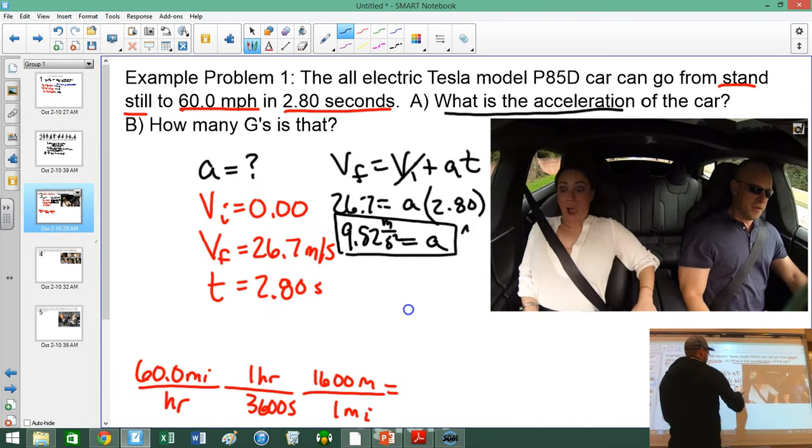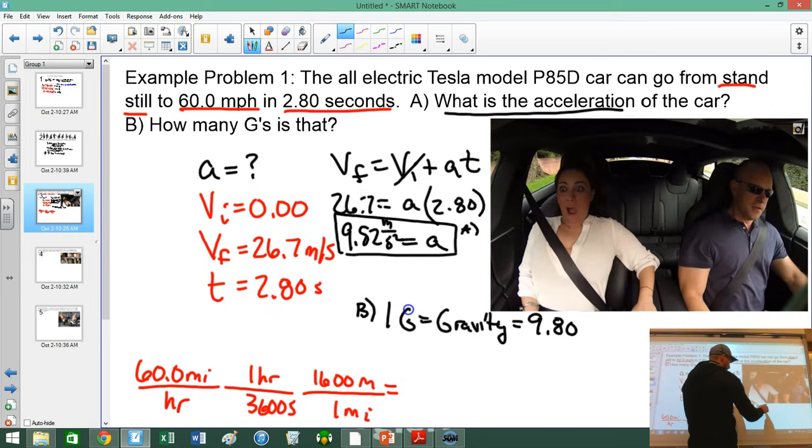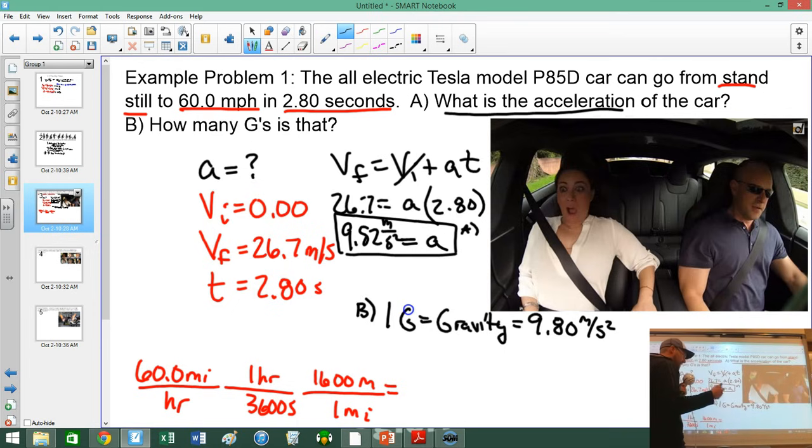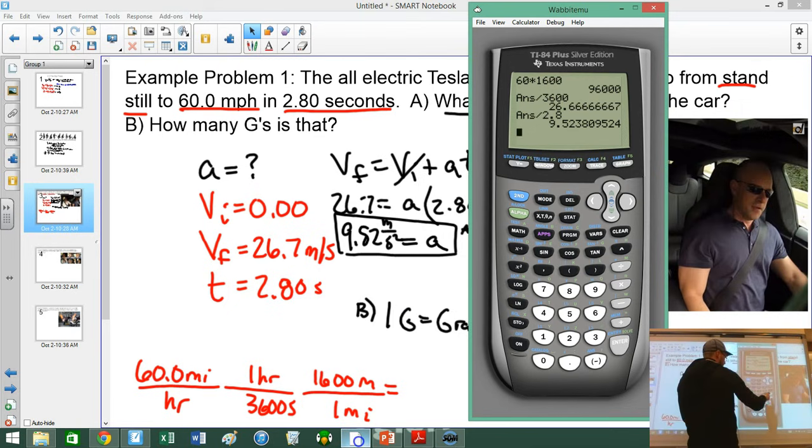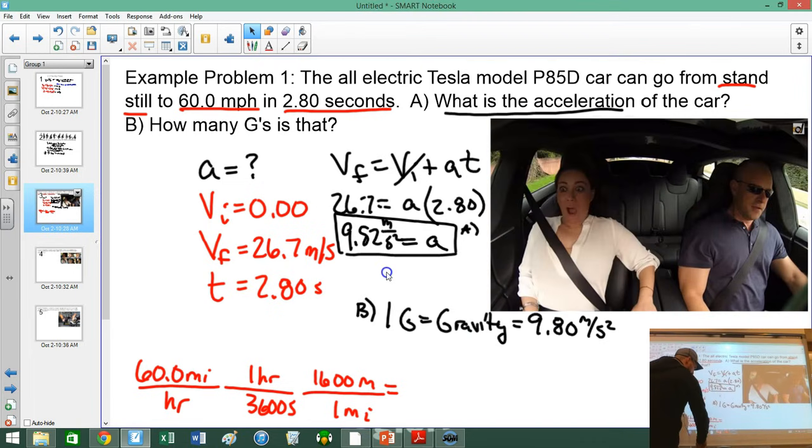Part B asks, how many G's is that? It turns out, and you'll learn this in an upcoming lesson, that 1 G is 1 acceleration of gravity, and 1 acceleration of gravity is 9.80 meters per second squared. So if you take this number, the question is how many 9.80s is this? We can do a dimensional analysis with it, or we just divide by 9.8. It comes out to 0.97.